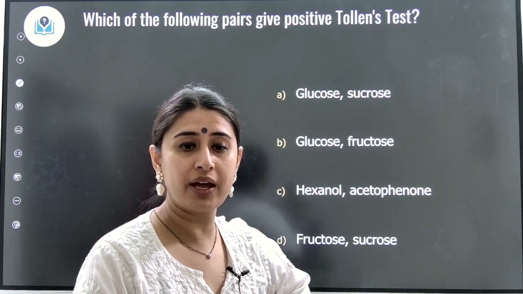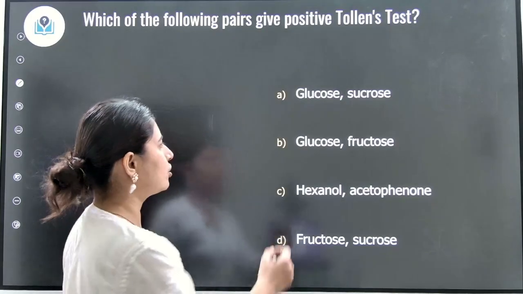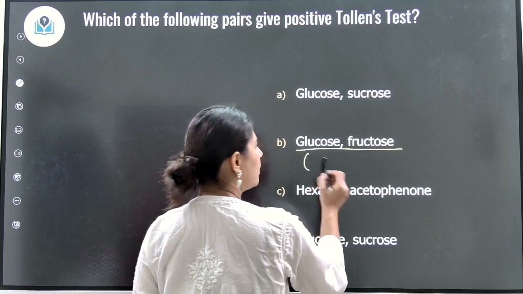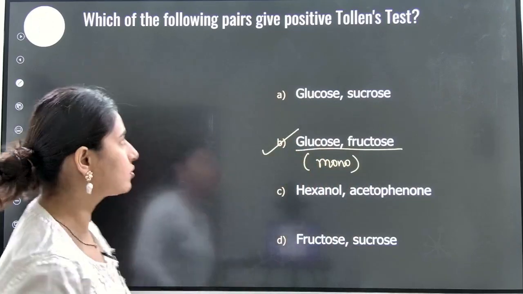Which of the following pairs give positive Tollens test? Okay, very simple question. Glucose and fructose, both of them are monosaccharides. And since both of them are monosaccharides, B becomes the answer to this question.